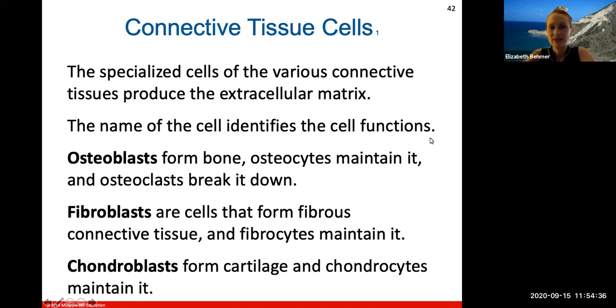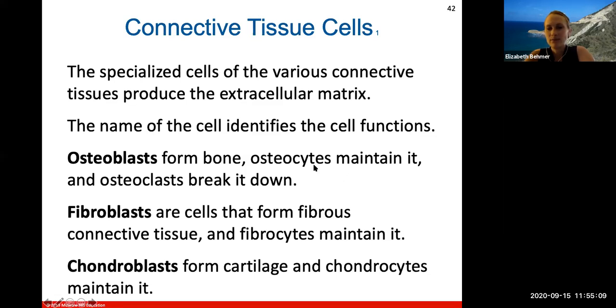So different types of cells in connective tissue. The name of the cell identifies the cell functions. Osteoblasts, osteo has to do with bone. So osteoblasts will form bone, will build bone. Osteocytes maintain it, and osteoclasts break bone down. Fibroblasts are cells that form fibrous connective tissue, and fibrocytes maintain it. Chondroblasts form cartilage, and chondrocytes maintain it.